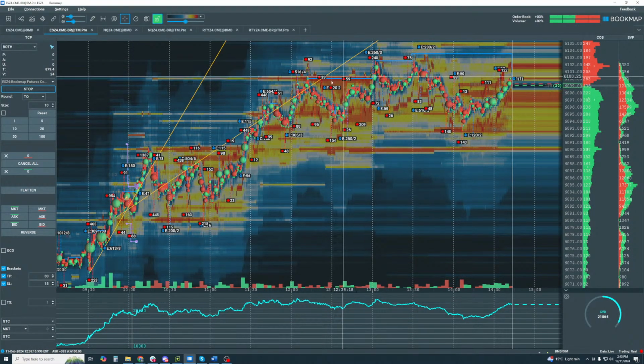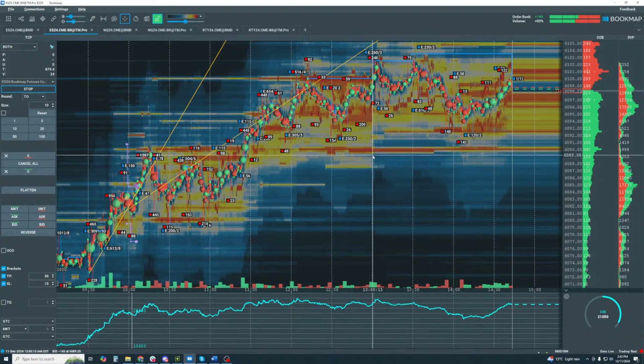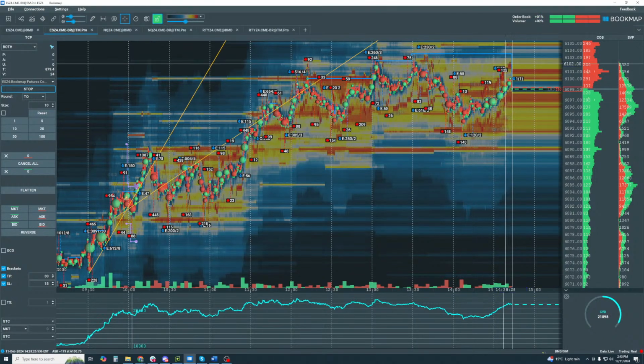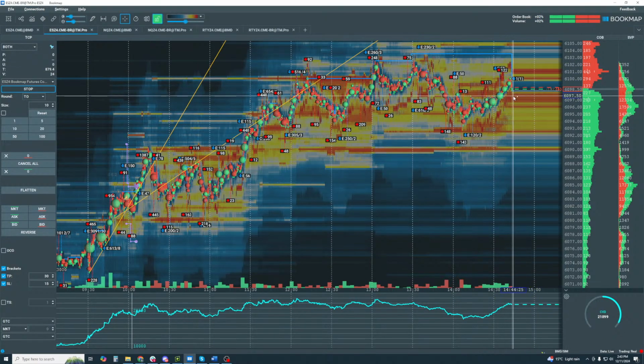It's showing you the supply up here, the demand down here, and that's the auction that's currently going on. Right in here, you can see the current market.